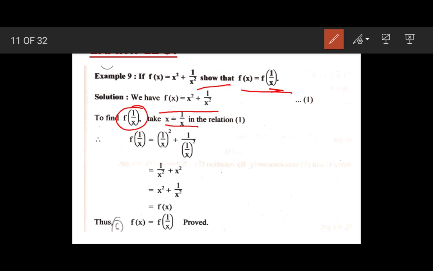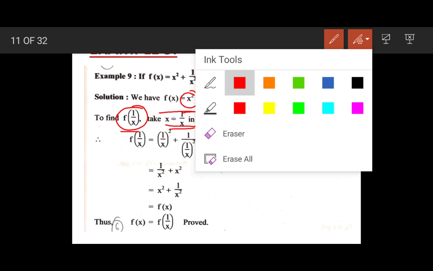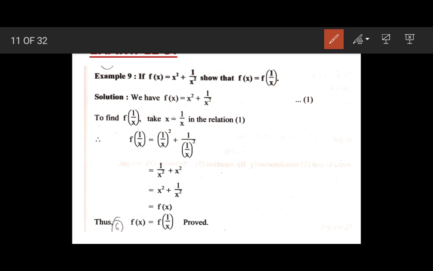As per the rule, we have to replace x by what the question asks. So the question is find f(1/x). So to find f(1/x), we have to replace x by 1/x. In place of x, I am going to write 1/x. See clearly what I have to do. The first term is x². Instead of x, I have to write 1/x. So it will be (1/x) whole squared.